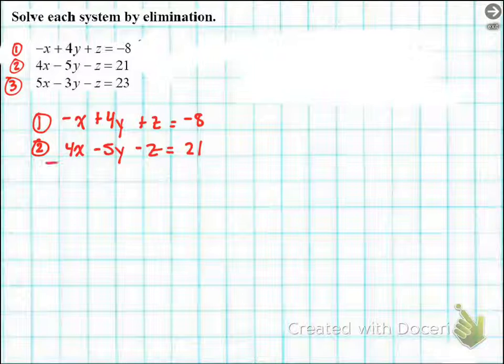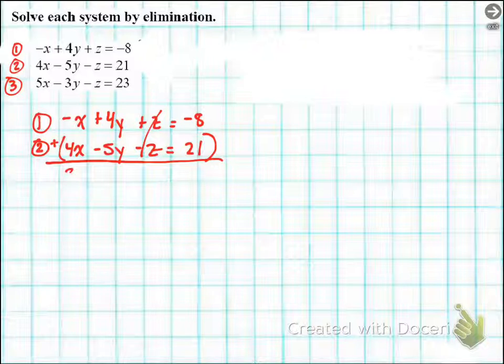What am I going to do with equation 2? I'm trying to get rid of the z's. Do I add or subtract it? Add. Okay, good. So when I do that, we know that the z's will cancel out. So negative x plus 4x is 3x. 4y plus negative 5y is negative y. And negative 8 plus 21 is 13. Good. So this is a new equation. We don't have anything that's really isolated. So this is equation 4 now.